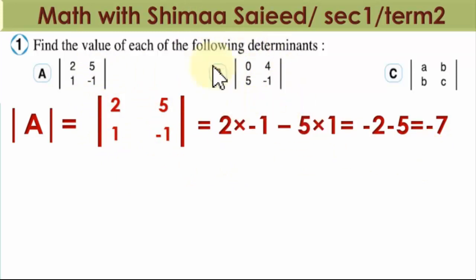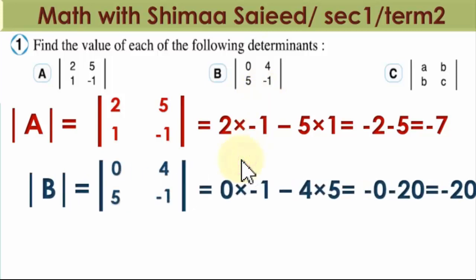What about the second one? We will multiply 0 by negative 1, then subtract the product of 4 and 5. 0 times negative 1 equals 0, minus 4 times 5, which is 20. 0 minus 20 equals negative 20. What about the third one?